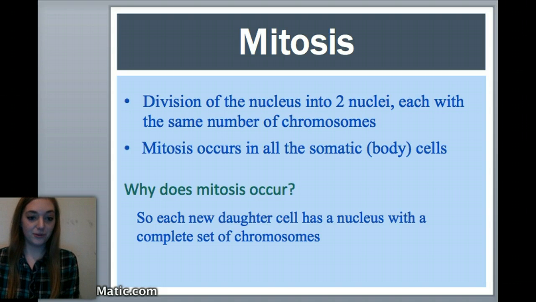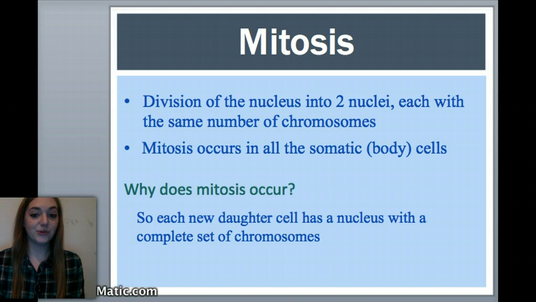And why does mitosis occur? It is so each new daughter cell has a nucleus with a complete set of chromosomes. If certain cells are lacking the chromosomes or the necessary organelles needed to provide the specialized processes that they are created to do, then you aren't going to function properly and problems are going to occur.